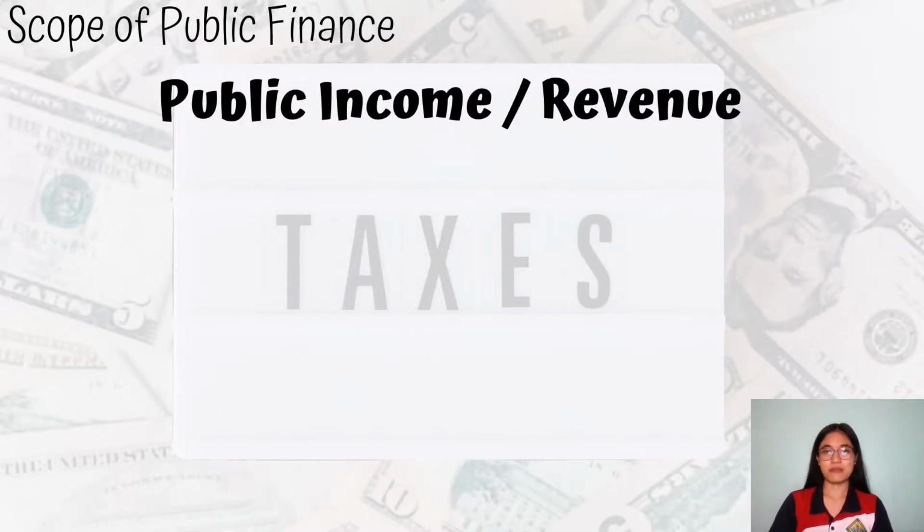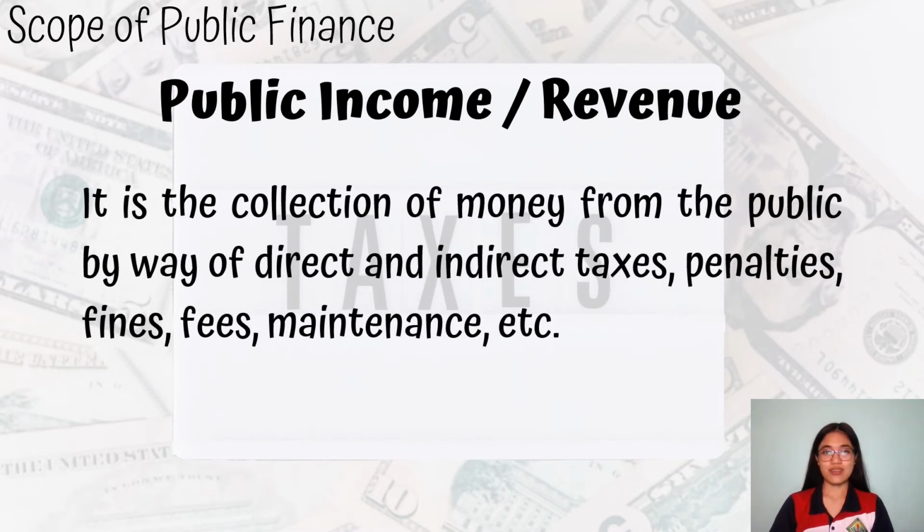So first is public income or revenue. As the name suggests, public income refers to the income of the government. So it is the collection of money from the public by way of direct and indirect taxes, penalties, fines, fees, maintenance, and etc. So tax income is easy to recognize because it is the tax paid by the people of the country, such as income tax, sales tax, service tax, and etc.